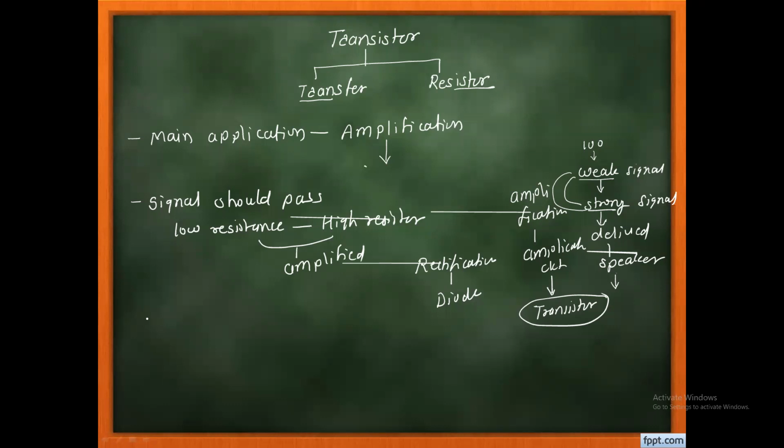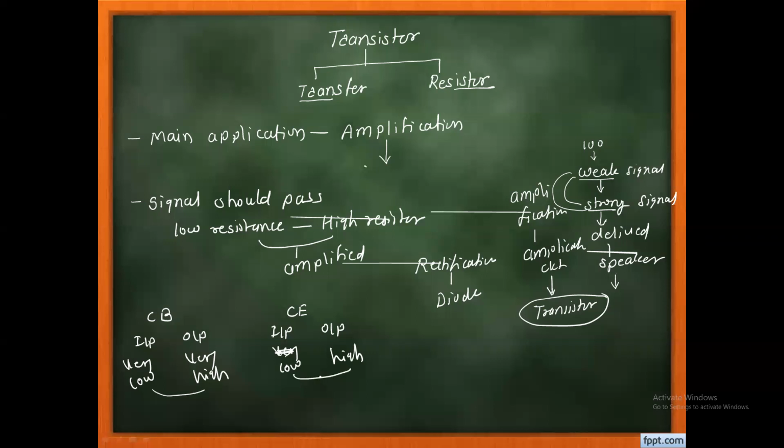Now you can observe that in the common base configuration and the common emitter configuration, if you compare the input resistance and output resistance, you will see that in the common base configuration the input resistance is very low and the output resistance is very high. Similarly, in the common emitter configuration the input resistance is low and the output resistance is high, which is the required thing for amplification.